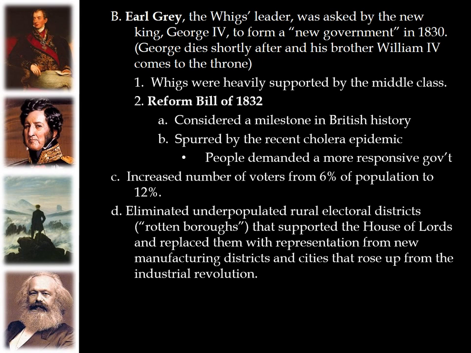Another thing that it did was eliminate the underpopulated rural electoral districts. They were known as rotten boroughs. Many of these areas did not have high populations any longer because so many people had moved out of the rural areas into the urban areas in search of work due to industrialization. But these rural electoral districts still had a lot of sway when it came to the number of representatives they got to have in the parliament. And they also mostly supported the House of Lords because the people who did live there were of the gentry and of the upper classes.